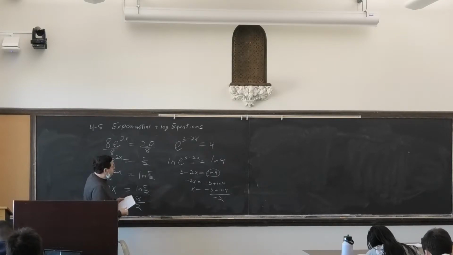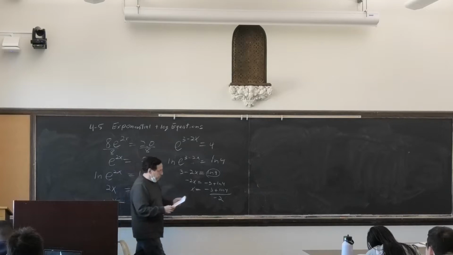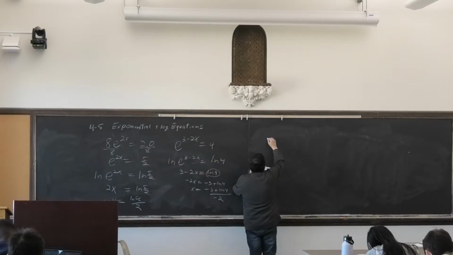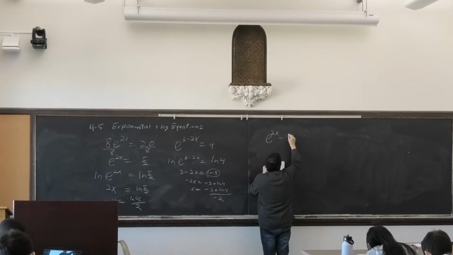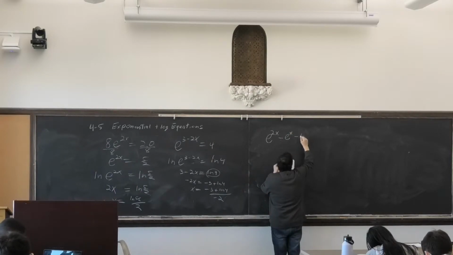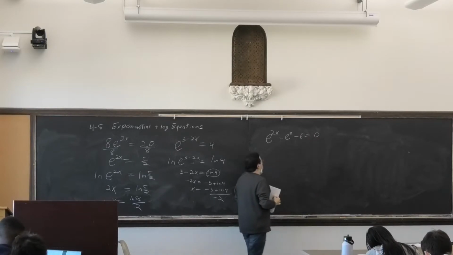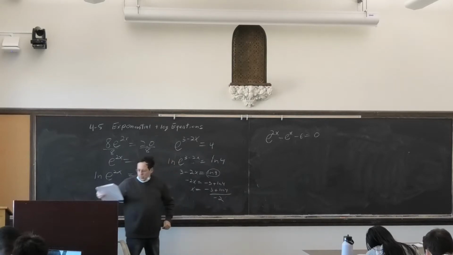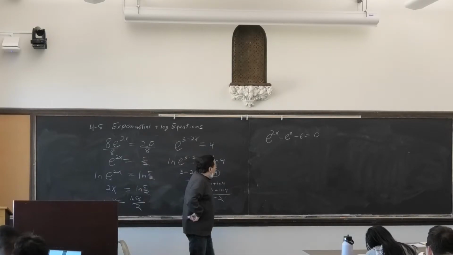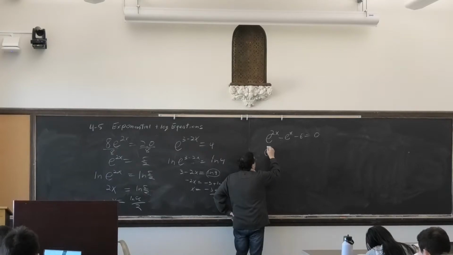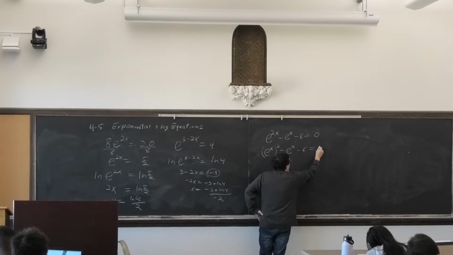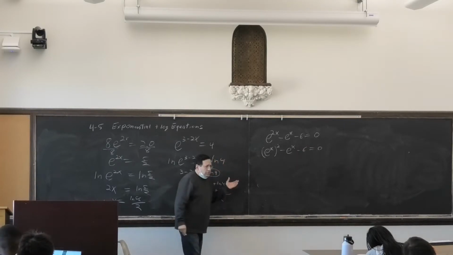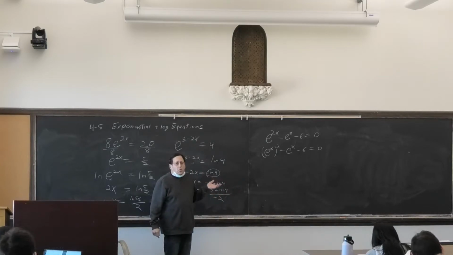Right, things can get trickier. Here we have something where isolating x will not be that simple. What am I going to do with that? Well, you want to notice that this is e to the 2x minus e to the x minus 6 equals 0. Looks suspiciously like a quadratic equation.